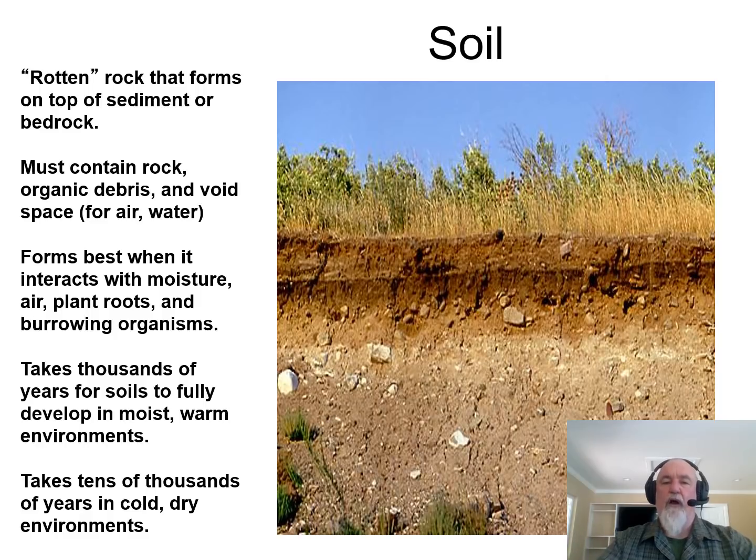Soil, that rotten rock, the decomposed rock, always has four major components. It's got the parent material, the base material, the pieces of rock themselves. The spaces between those rock fragments can be occupied by water or air, and there's always some organic material that is a component of a soil.